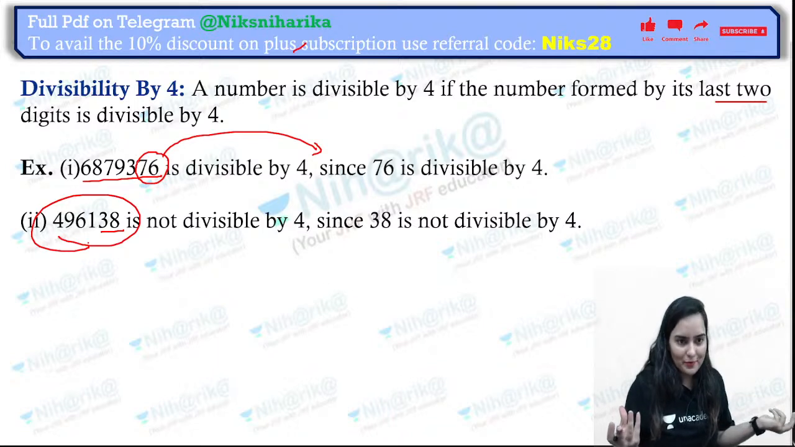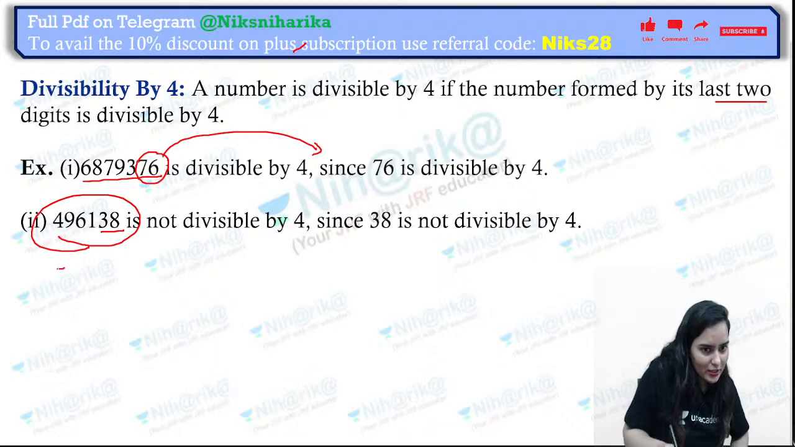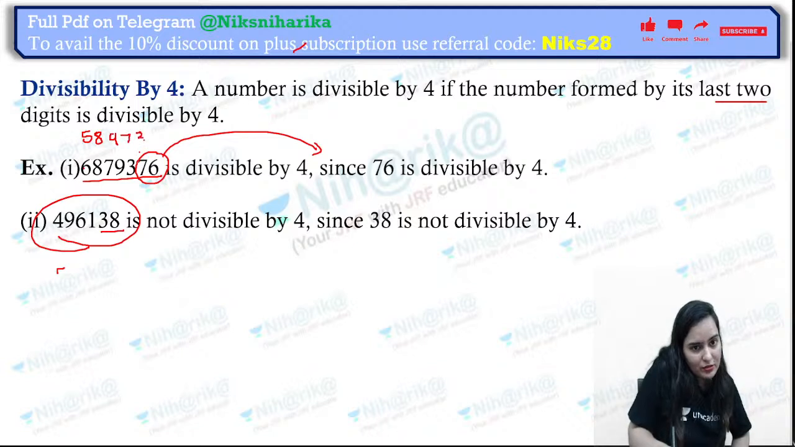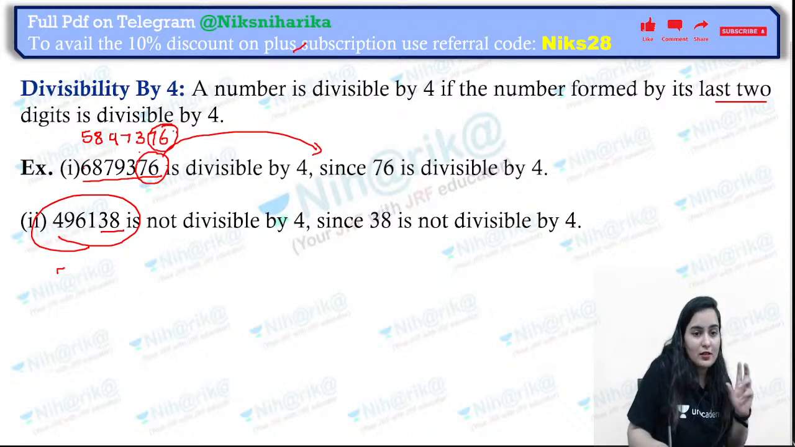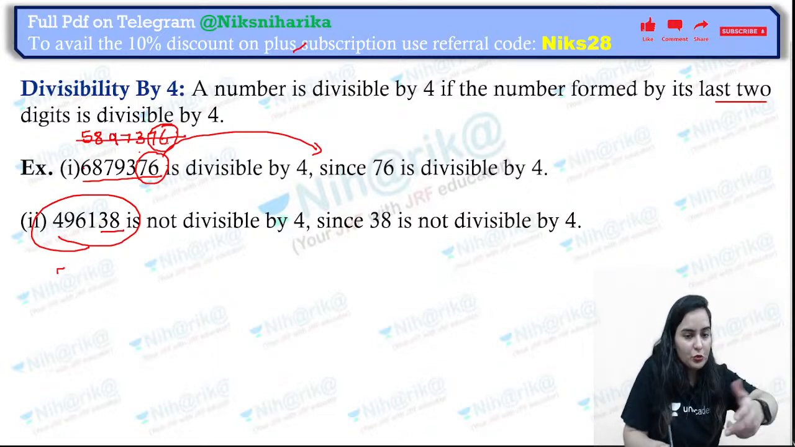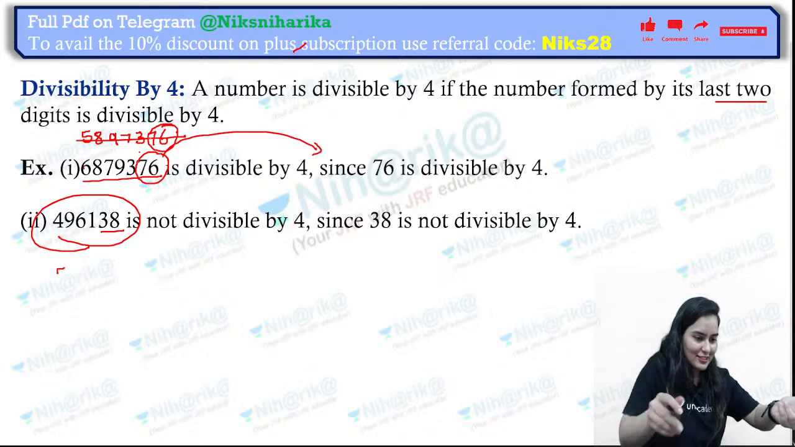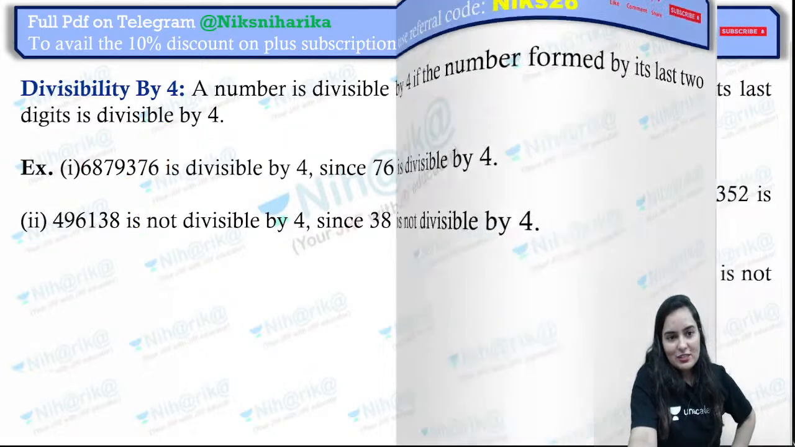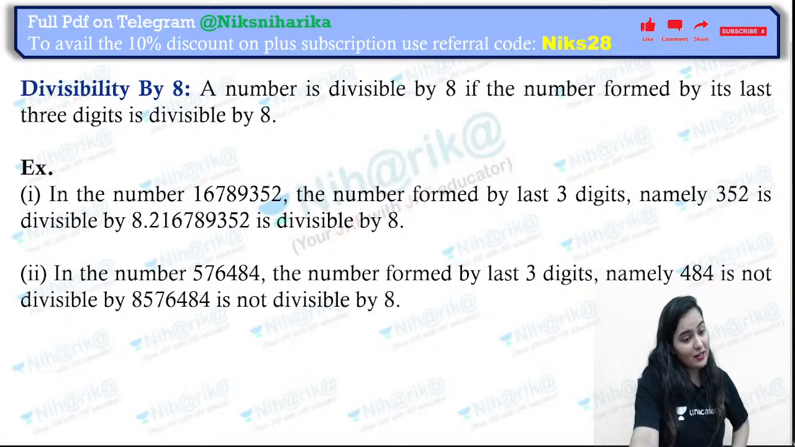You can change the number if you want. You can try it. Suppose instead of this number, you try 5897376. So you can quickly judge that 76 is divisible by 4, that means I can quickly divide it by 4 instead of taking 2, then 2 again and again, right? Okay, next one we can see, like a leap year.